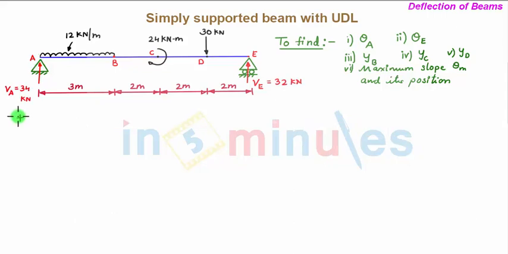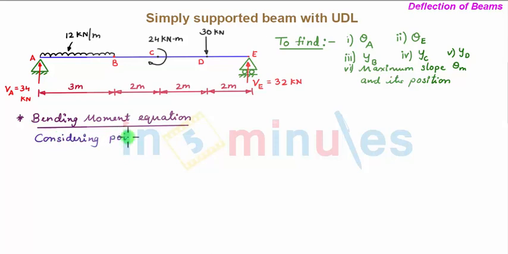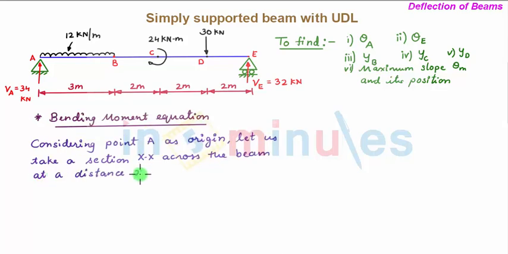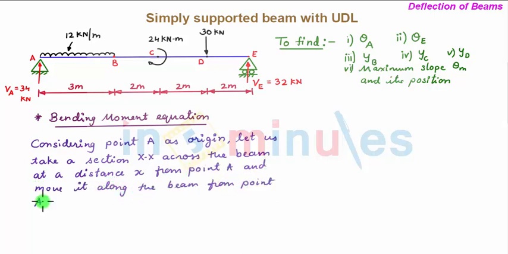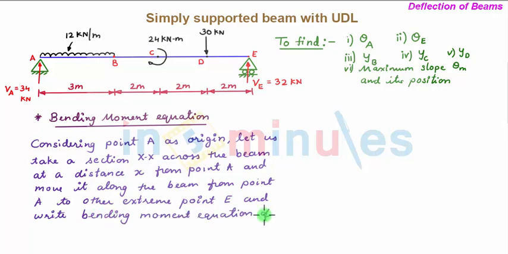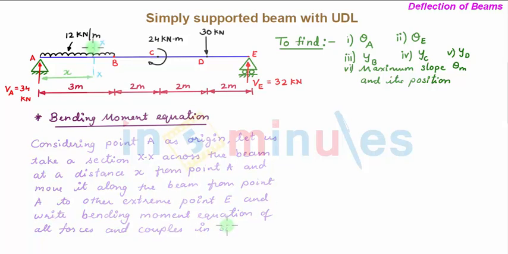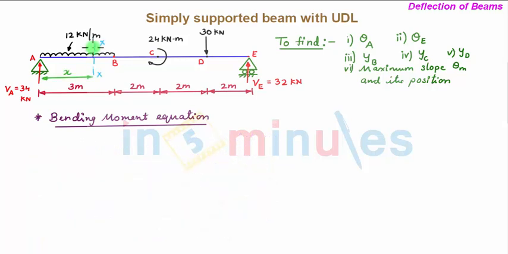Our next step is to write the bending moment equation. Considering point A as origin, let us take a section XX across the beam at a distance x from point A and move it along the beam from point A, which is your origin, to the other extreme point E, and write the bending moment equation of all forces and couples in a single equation, that is by using Macaulay's method.